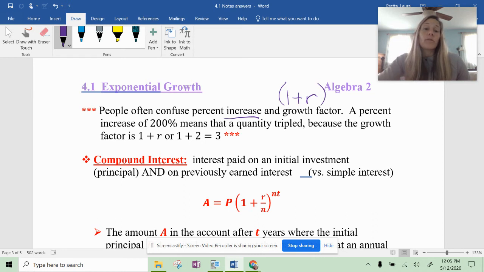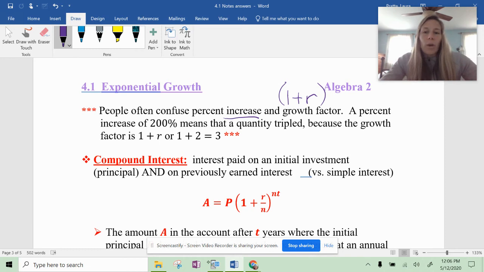A percent increase of 200% means that a quantity tripled because the growth factor would be 1 plus 2. Remember, 200% is really 2, and when you add it to the 1, your growth factor is then 3, so it's actually tripling. So if you double something, you've increased it by 100%. If you've tripled it, you've increased it by 200%. And sometimes people get confused on that, so it's a good point worth noting.